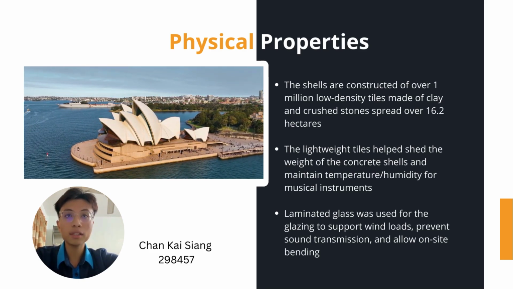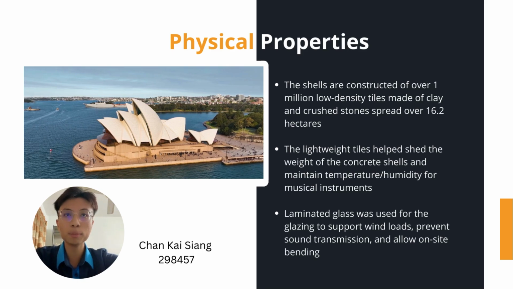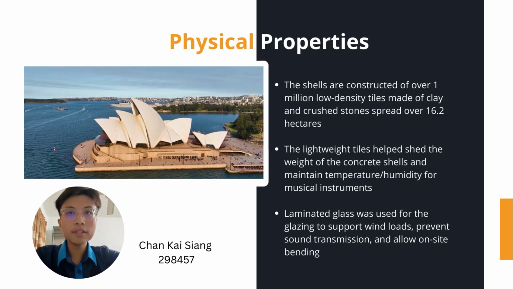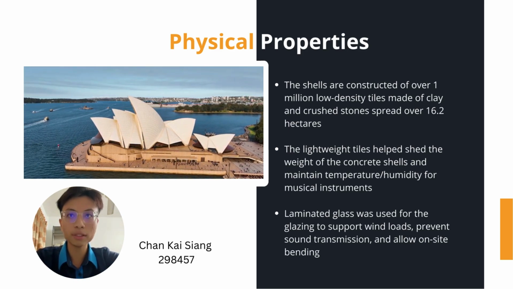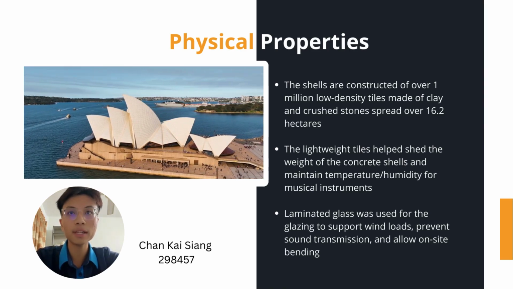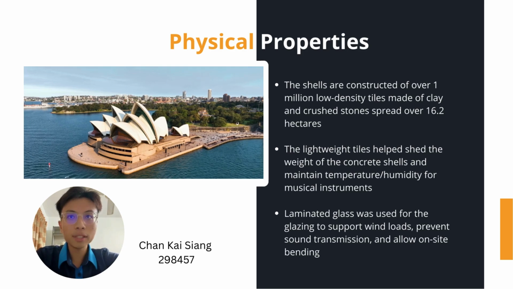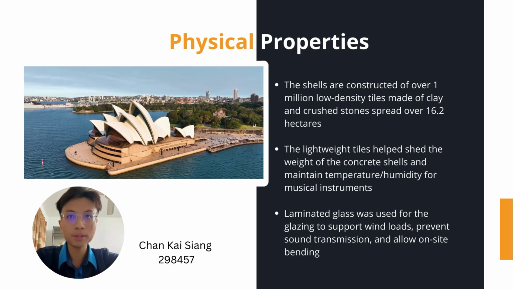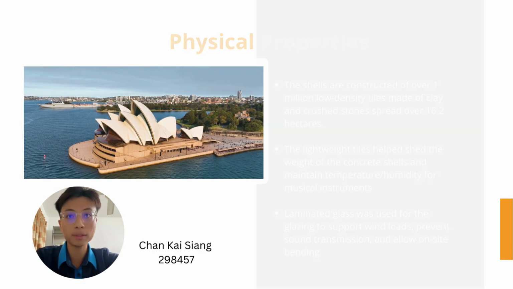The Sydney Opera House shells are designed like the white shells and are constructed of more than 1 million tiles spread over an area of about 60.2 hectares of land. These tiles are made of clay and crushed stones, ensuring they are low density to meet structural support requirements. The lightweight tiles also help shed the dead load of the enormous concrete shells that form the main roof structure. Study on the tiles' capillarity and insulating property were crucial for maintaining the temperature and humidity inside the performance venues, which is critical for tuning musical instruments.